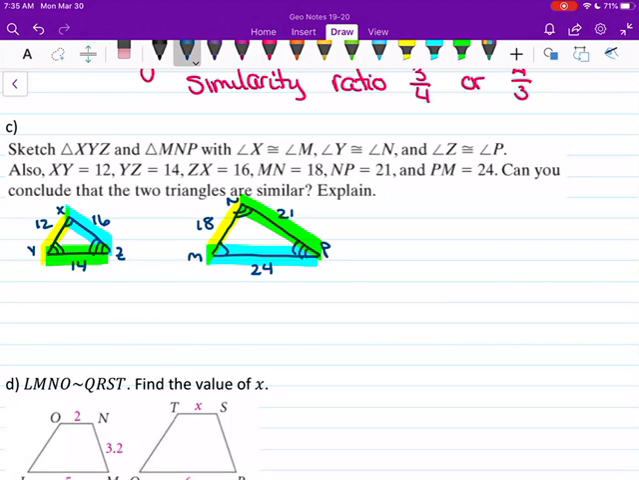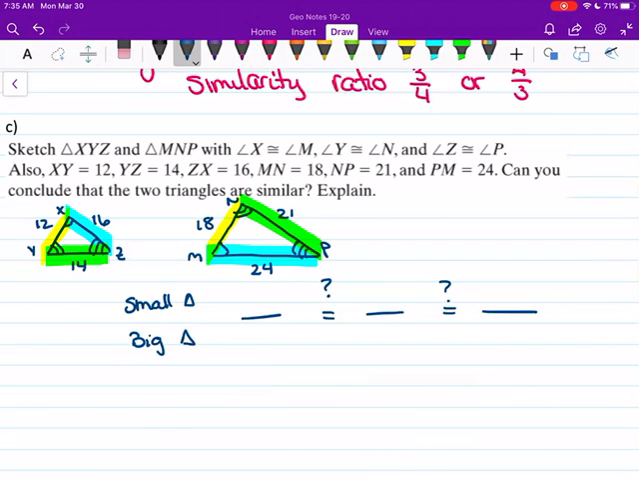Okay, so when I set this up, let's put our small triangle on the top again. I like to be consistent. And the big triangle is going to be on the bottom. And then my sides, remember we're trying to see, are these equal? I don't know they're equal yet, so I'm not going to write that they're equal. So then let's figure out our sides. We got the yellow sides, the blue sides, and the green sides.